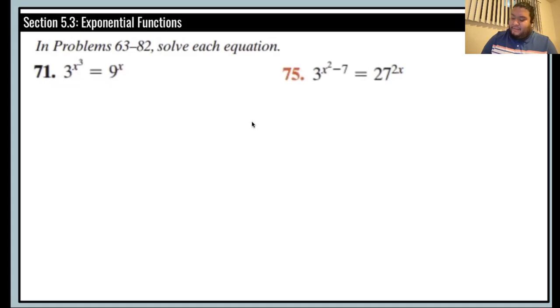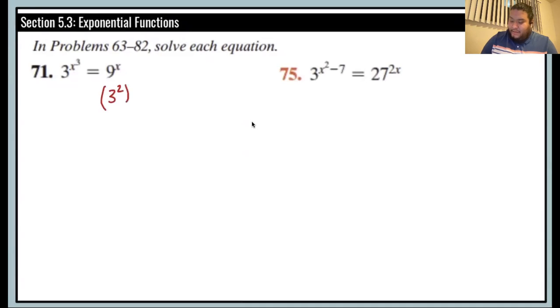All right, 3 to the x cubed times 9 to the x, right? So 9 to the x is actually 3 to the power of 2, to the power of x. We're going to take our time here, right? We have this. That means we're going to get 3 to the x cubed equal to 3 to the 2x. All right. Now that our bases are the same, we're going to set the exponents equal to each other. We're going to have x cubed equal to 2x.